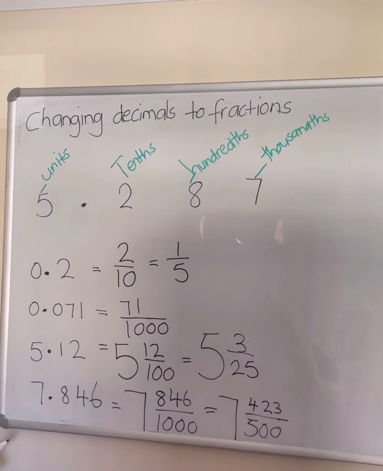Okay, so on here, what you need to remember, when you have got a whole number, then it means it's already a mixed number. It's going to be a mixed number because we have got a whole number. When you don't have, it's only a fraction.